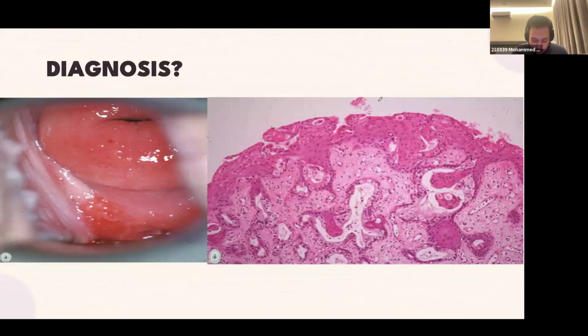Now, you have a female patient that comes to you with abnormal vaginal bleeding, and when you take history, they tell you that during one of their pregnancies, they took diethylstilbestrol and they developed this. What is this disease? Yes, vaginal adenosis, not carcinoma, adenosis.